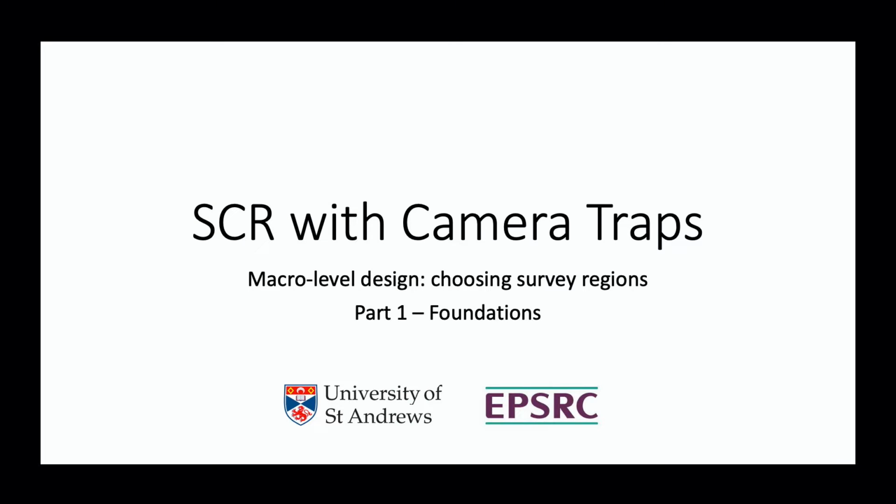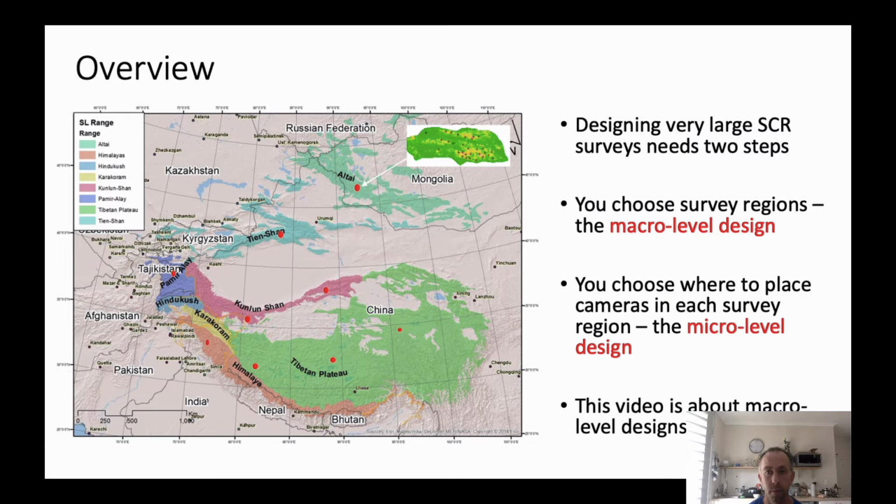In this video, we'll look at macro-level survey design. Macro-level survey design is applicable whenever you want to survey a very large area, so tens of thousands or hundreds of thousands or even millions of square kilometers. The basic idea with macro-level survey design is that when we're sampling a very large area, we've got no hope of covering it with camera traps. So we break down the design decision into two steps.